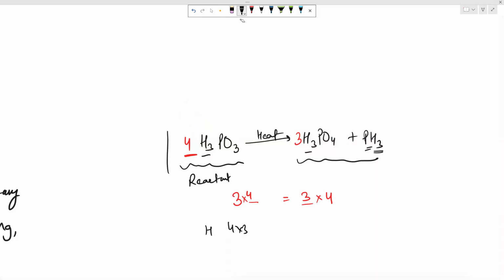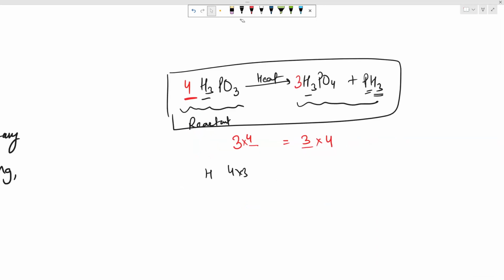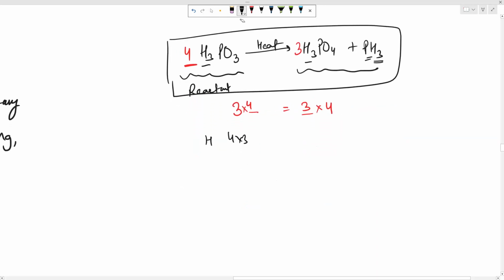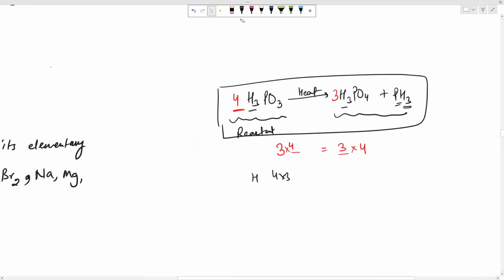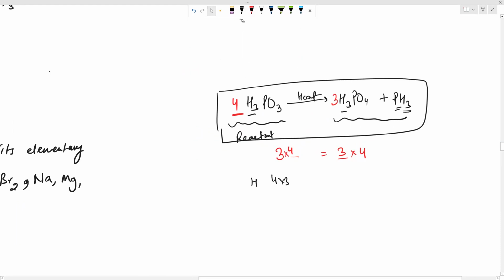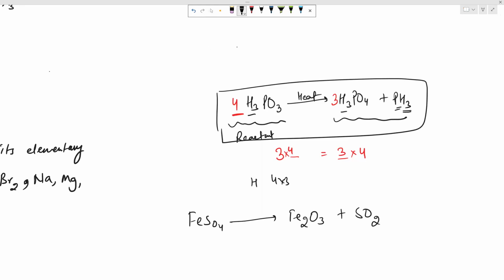Note the next one down first, and when you're done, please let me know. You done this one? Balance this one. FeSO4 when heated gives you Fe2O3 plus sulfur dioxide plus sulfur trioxide. Try to balance this equation.